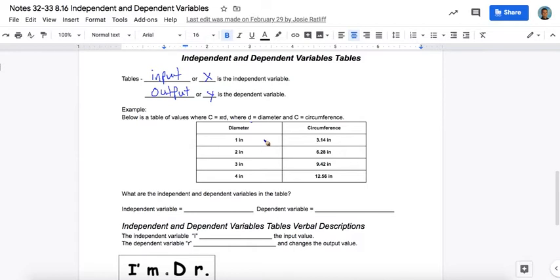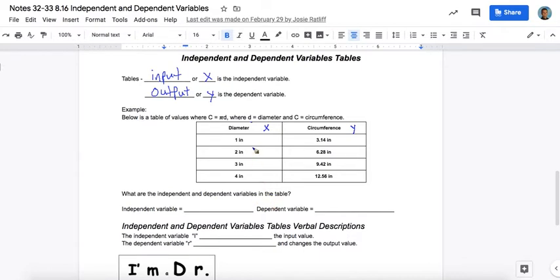So typically in a table, the first set of values will be your x, and the second set of values will be your y. Okay, but here they use different letters, but that will help us figure out which one's the independent and dependent. So it says, what are the independent and dependent variables in the table?